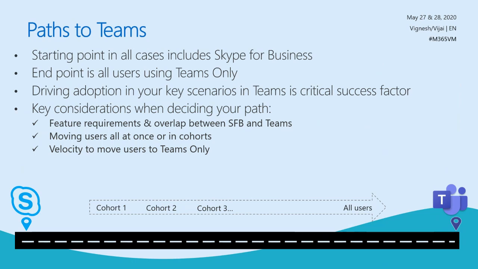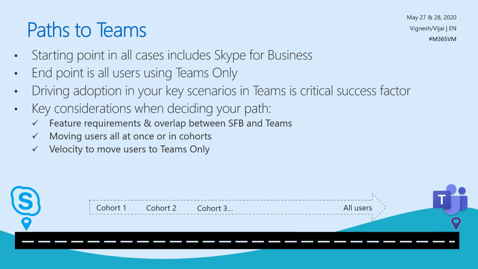But before doing that, we need to consider a few things. How are we going to do it? Are we going to have overlapping features, like chat and calling in both the clients, or only selected features? For example, we are going to use Skype only for chat, calling and meetings, and we'll have Teams for collaboration and other purposes. That is what we need to consider before we do this upgrade.